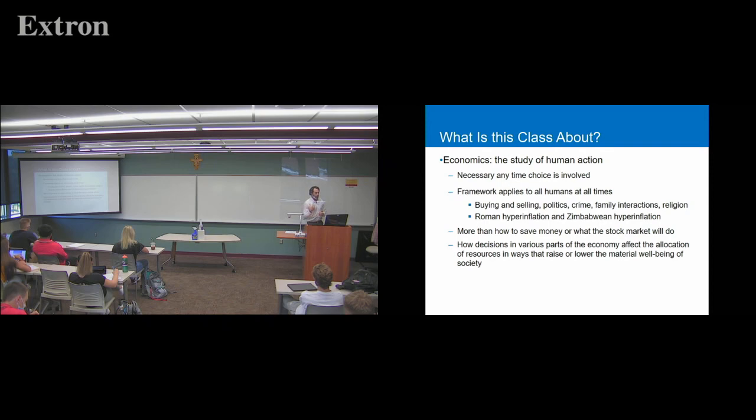And anytime there's choice involved for people, we can use the tools of economics to understand what's going on. Now this framework applies to all humans at all times. As we discuss the different things that go into decision making, it applies whether you're buying and selling in the market. That's what we normally think of as economics, me going and buying something from a company. But it also comes to politics. We can use it to understand the incentives that politicians and voters face, which we'll talk about a little bit at the end of class.